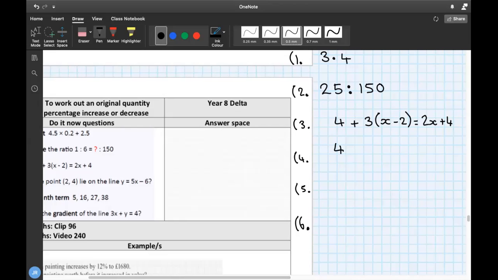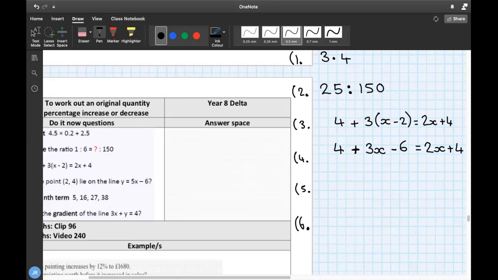Haven't done anything with the 4. Now, 3 multiplied by x gives me 3x. But positive 3 multiplied by negative 2 gives me negative 6. And then I haven't done anything with my 2x plus 4 either. Okay, this is looking a bit better.